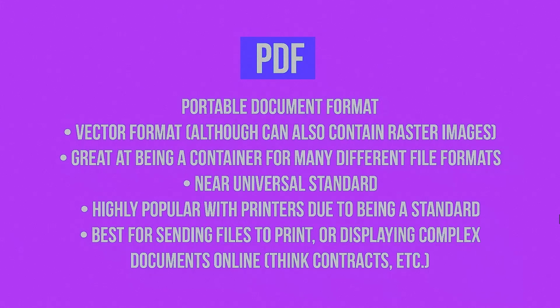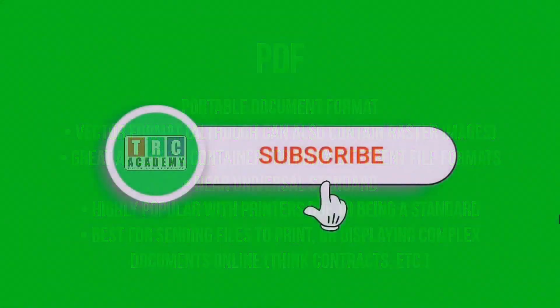So it is a vector format, although it can also contain raster images. It is great at being a container for many different file formats, and highly popular with printers due to being a standard. Here it will not ask for fonts or pictures or anything once you save it as a PDF. Nothing it will ask you. Just make a PDF and give it. But if you use Adobe Illustrator or other things, it will ask for fonts and images and other things, so it will be very difficult for you. Again, you have to go and do it. So PDF is the best.